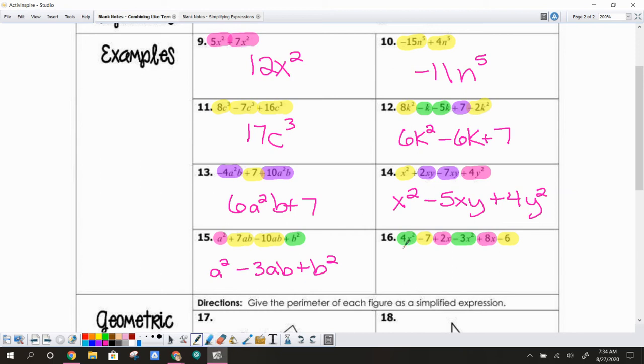So we're going to combine our x squareds first. So we have 4x squared minus 3x squared. 4 minus 3 is 1. So I can just write that as x squared. And then next would be the pink terms, the x's. So I have plus 2x and plus 8x. So 2 plus 8 is 10. And then I have my yellow terms, negative 7 and negative 6. So negative 7 minus 6 is negative 13.